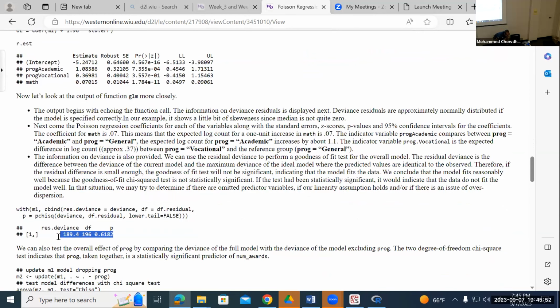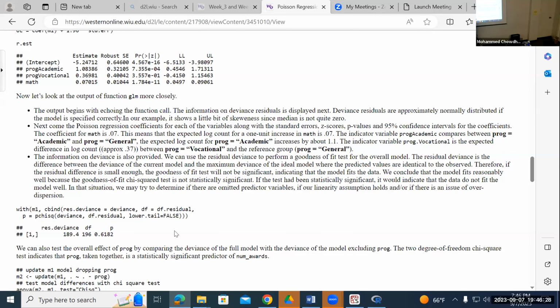This thing here is called the chi-square goodness of fit. If this p-value is greater than 0.05, that means the Poisson data fit the model well. This is what is mentioned in here. Let me find it somewhere. Here, we conclude that the model fits reasonably well because the goodness of fit chi-square test is not statistically significant.